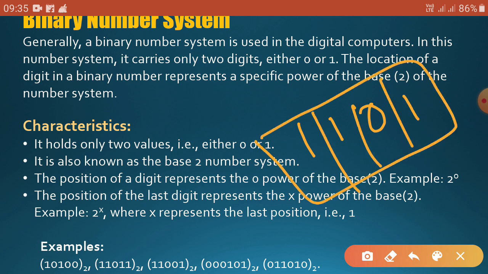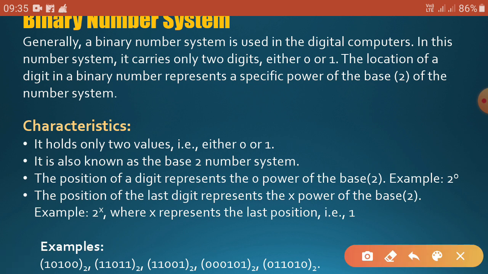We know a group of 4 bits is called a nibble and 8 bits is called a byte. The position of each binary digit in a binary number represents a specific power of the base 2 of the number system. Now the characteristics are: number 1, it holds only two values, 0 and 1. It is also known as the base 2 number system as its base is 2.